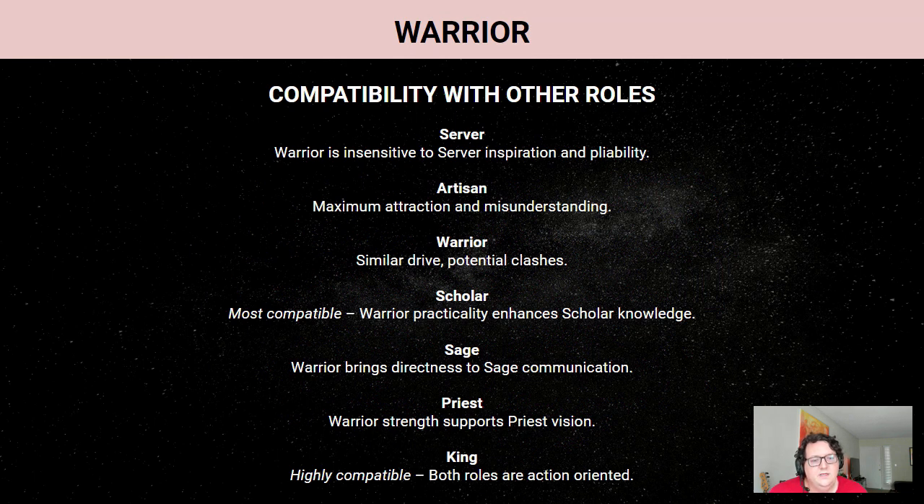When warriors are with sages, warriors bring directness to the sages' communication, which helps ground them and make them more action oriented. With the priest, the warrior's strength supports the priest's vision, so they can work well. And they actually work really well with kings. They're highly compatible with kings because their roles are both action oriented.